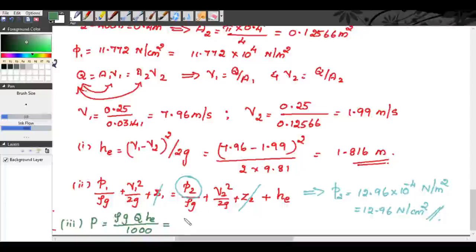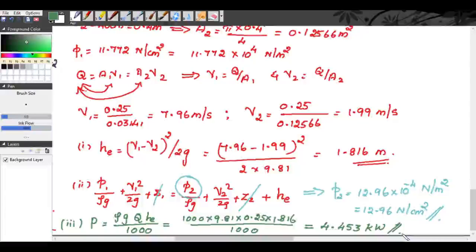So what we get is 1000 into 9.81 into Q is 0.25, HE is 1.816, divided by 1000. We get the power lost due to sudden enlargement will be equal to 4.453 kilowatts. We will move on to the next problem.